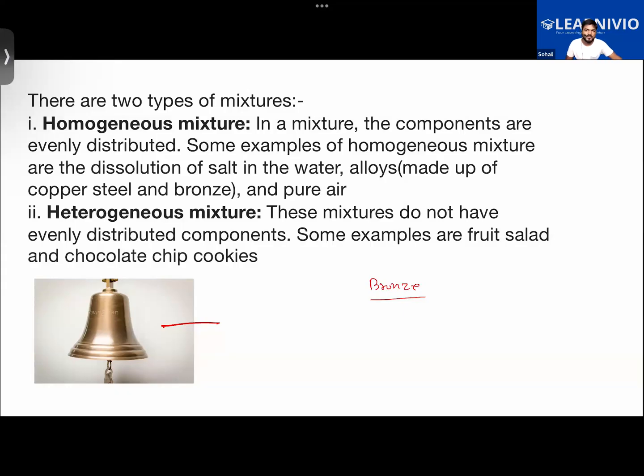And in heterogeneous mixtures, we can distribute it evenly, like fruit salad, chocolate chips, different sizes of books, color of the clothes.